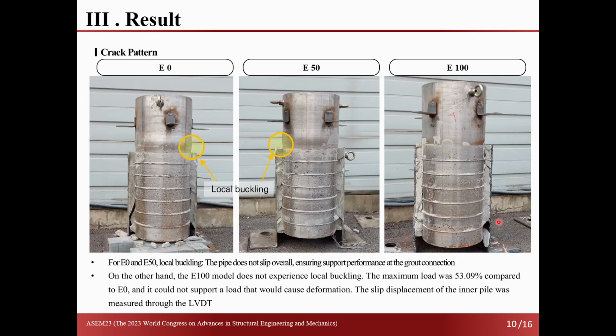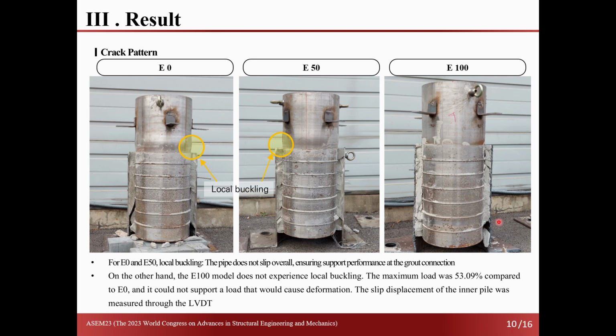Let's examine the crack patterns for each test specimen. For E0 and E50, local buckling occurs, and the pipe does not slip over, ensuring support performance at the grout connection. On the other hand, the E100 model does not experience local buckling.